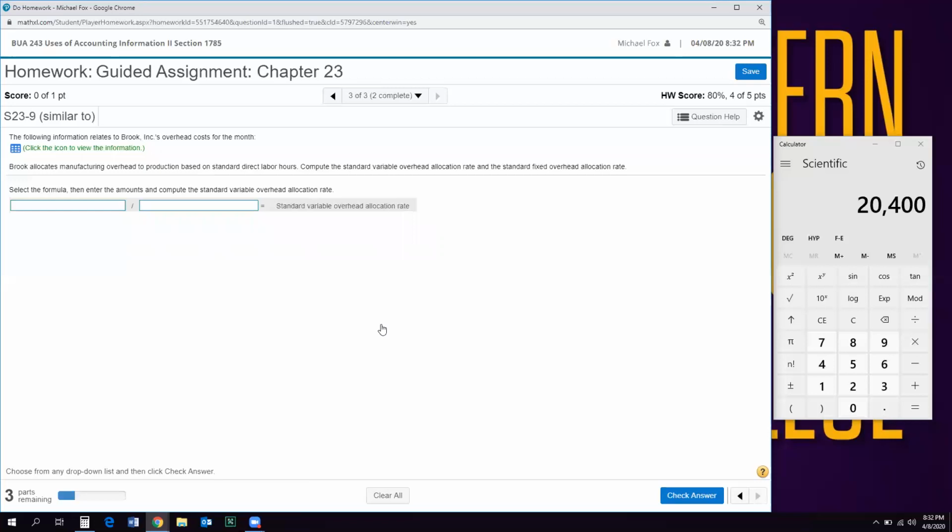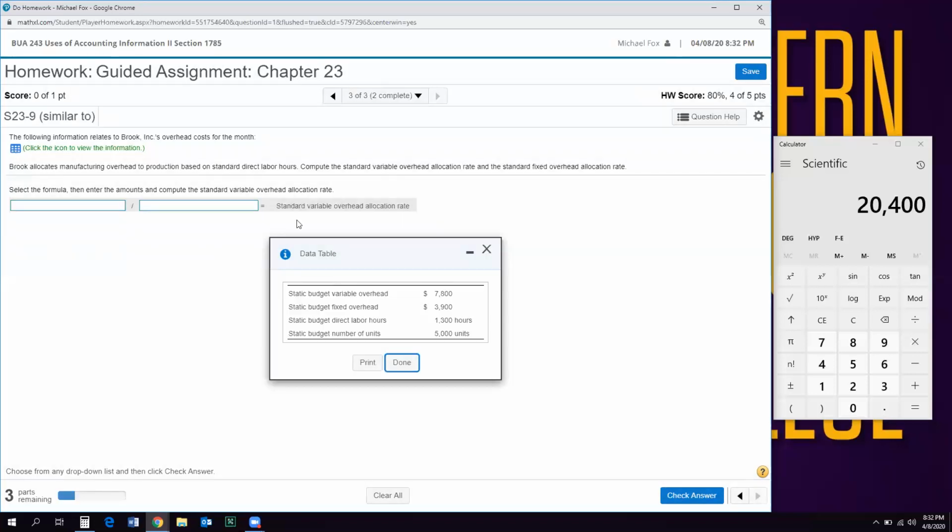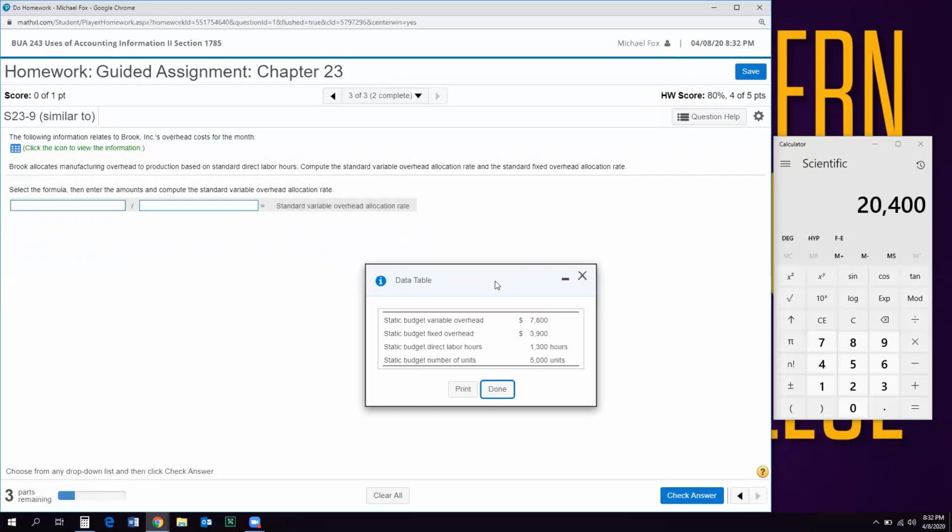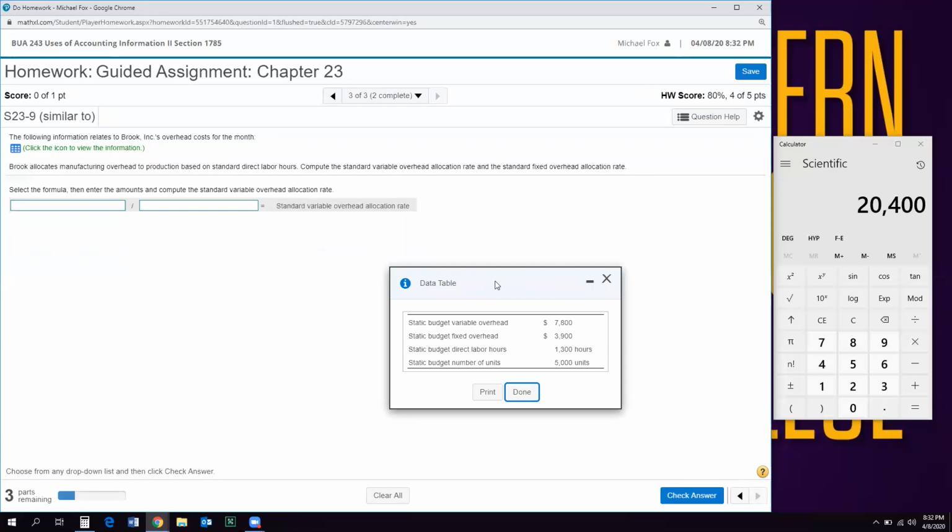Okay, so the following information relates to Brook Inc.'s overhead cost for the month. Let's see, so here's the information. And then Brook allocates manufacturing overhead to production based on standard direct labor hours. Compute the standard variable overhead allocation rate and the standard fixed overhead allocation rate. So the first thing, we have to do the formula for the variable overhead allocation rate, which is going to be our budgeted variable overhead divided by our budgeted allocation base.